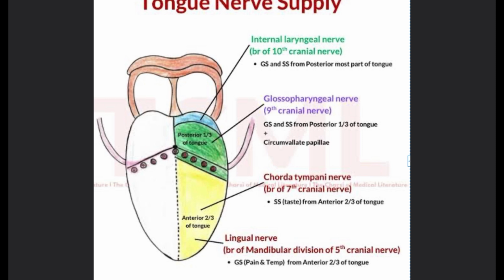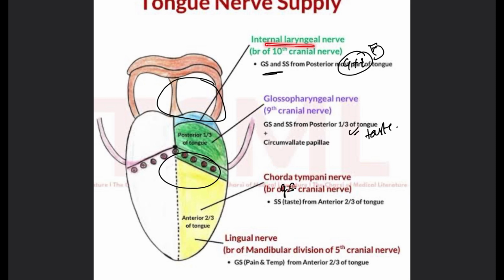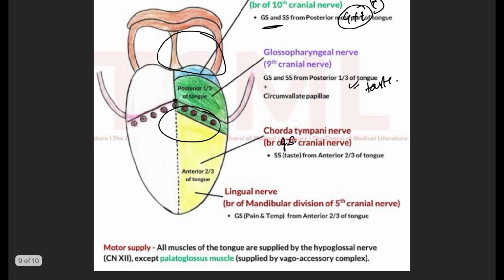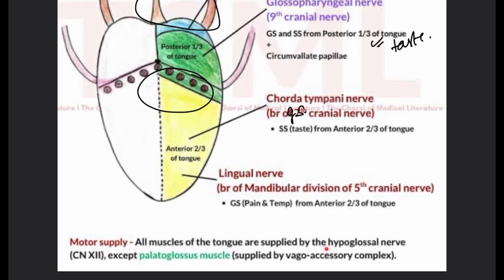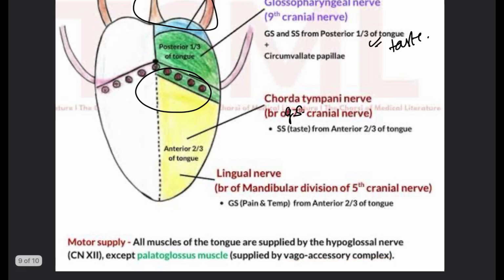Okay, internal laryngeal nerve, which is a branch of the 10th cranial nerve, that is the vagus nerve. Both the general and taste sensation. Okay, and here if we look at the motor supply, all the muscles of the tongue are supplied by hypoglossal nerve, that is both the intrinsic and extrinsic, except for the palatoglossus muscle, which is supplied by the vago-accessory complex.